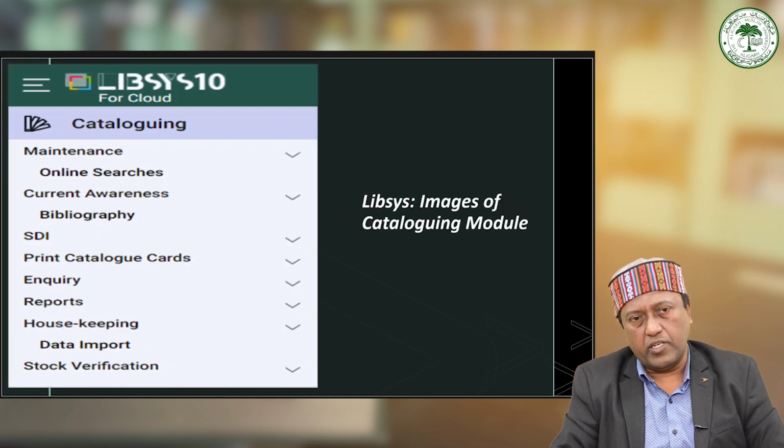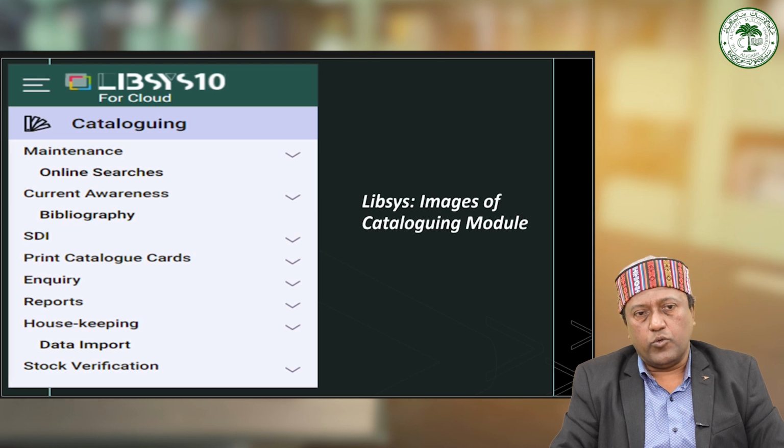So this is the image which I have captured. This is the cataloging module. You can see what all options are available here. You can see options like maintenance, online searches, current awareness, bibliography, SDI, selective dissemination of information, and print catalog cards. This option is also there. Then the option of inquiry is there, and report generation is there. Then you have housekeeping activities, because all these operations come under housekeeping. So you have a housekeeping operation.